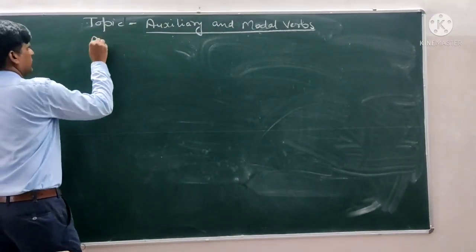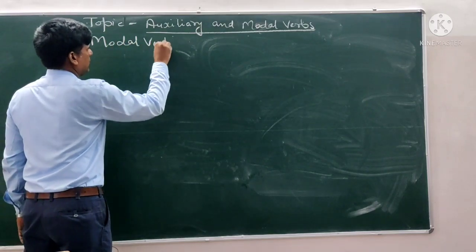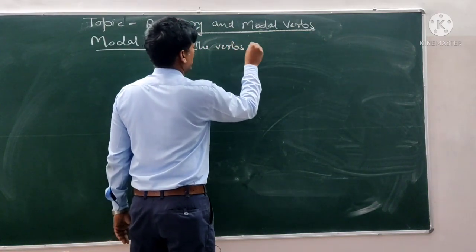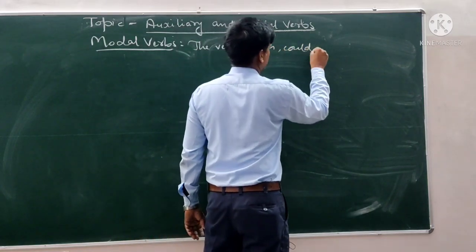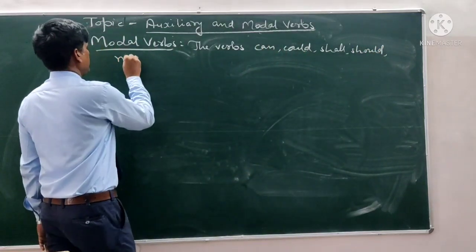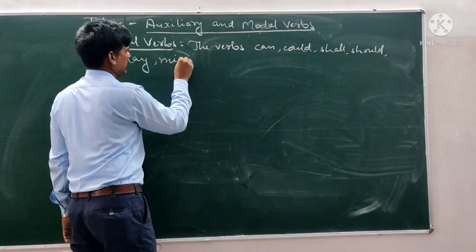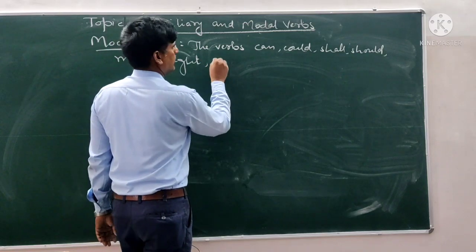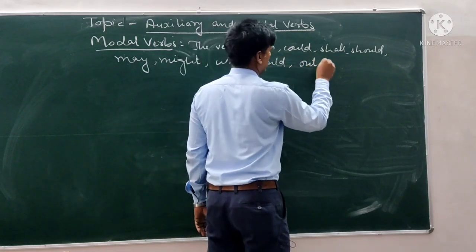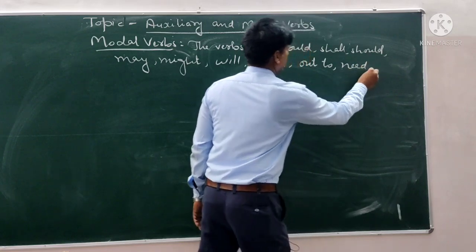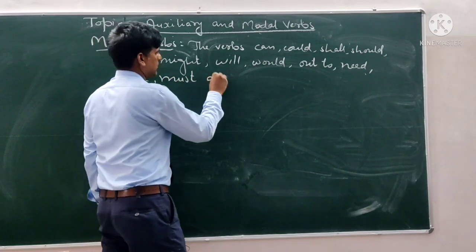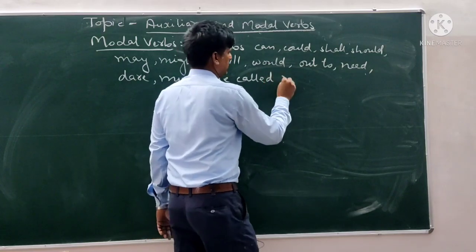So let us see modal verbs. The verbs can, could, shall, should, may, might, will, would, ought to, need, dare, must are called modal verbs.